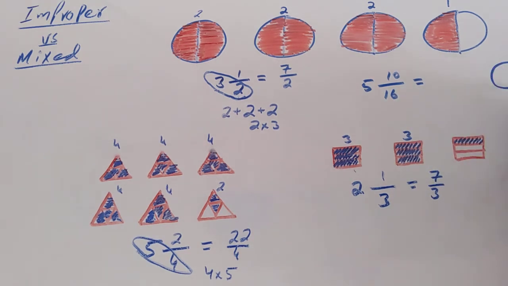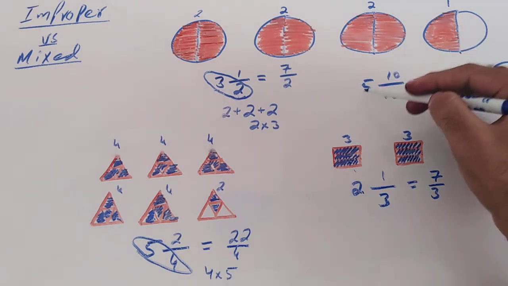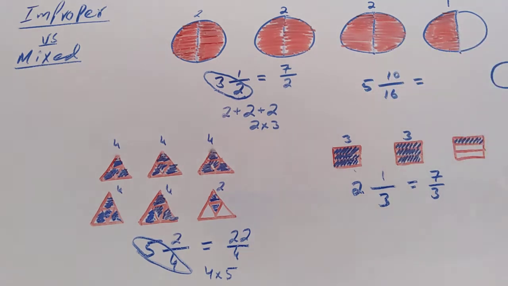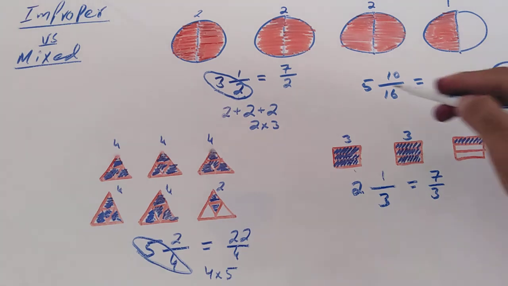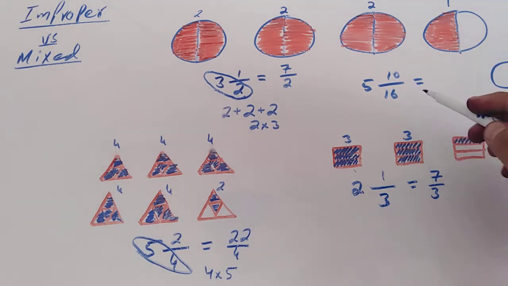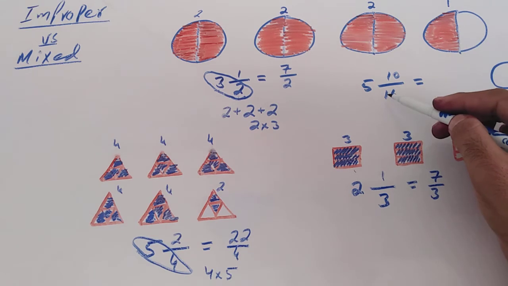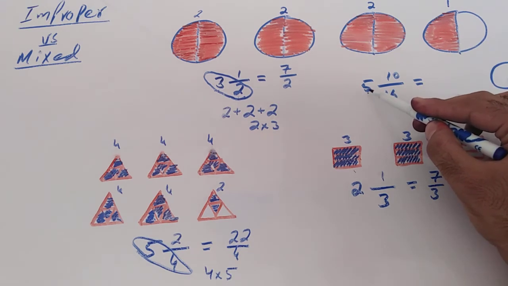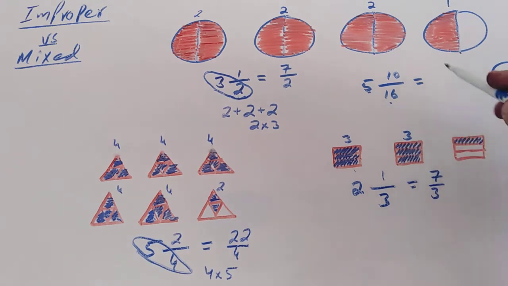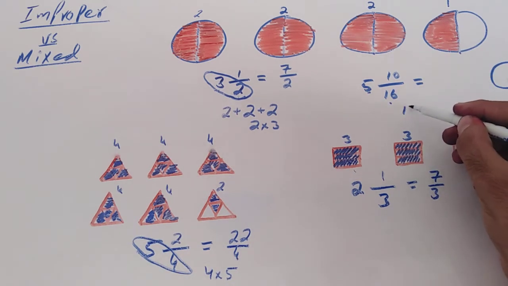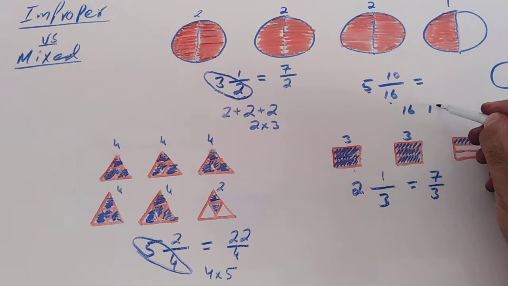So for example this one, you have to draw 16 pieces, 1 whole, then 2 wholes, 3, 4, 5, 6. Of course that will be hard for you to draw, so just go for the short way. What does it mean? It means that there are 5 wholes shaded, and in each whole there are 16 parts. So in one whole there are 16 parts shaded, again 16, again 16, again 16, and again 16.